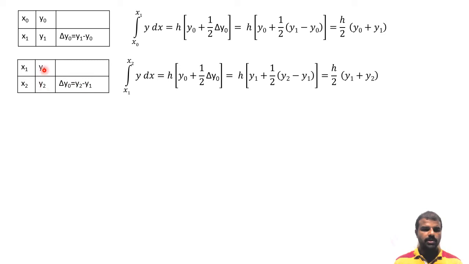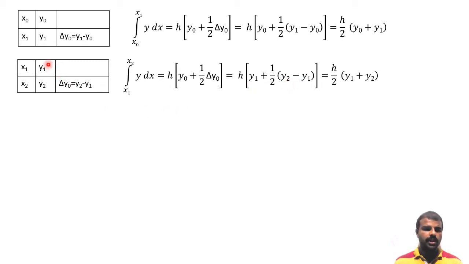This quantity minus this quantity, that is y2 minus y1. So upon simplification you will get it as h by 2 into y1 minus y2. Sometimes you may get confused: instead of y0 I am substituting y1, and instead of delta y0 I am substituting y2 minus y1. Why?